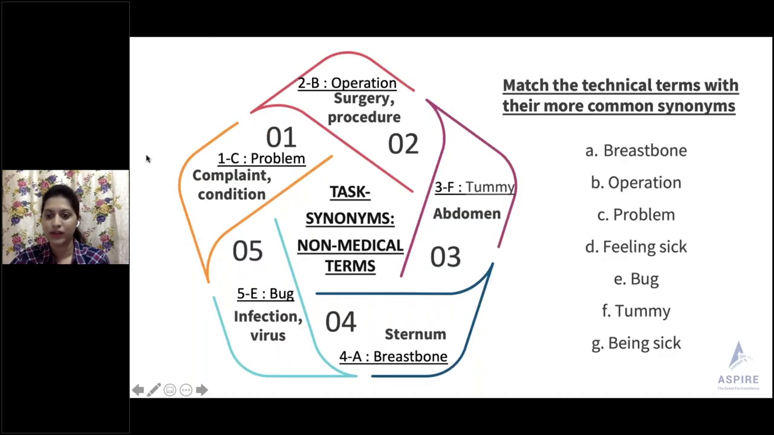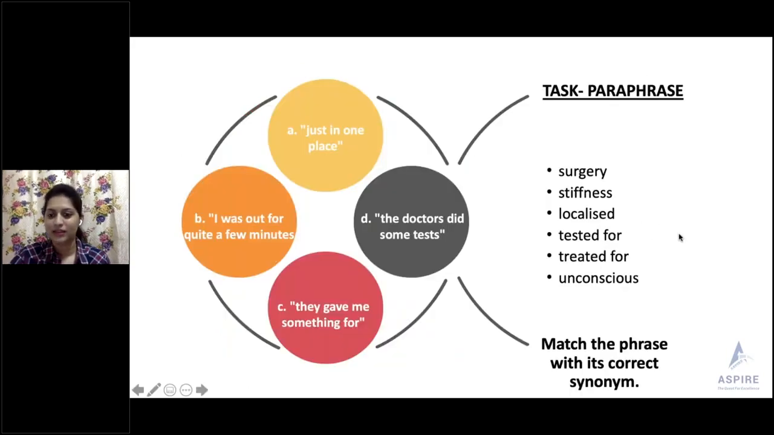All right, we have somebody who has answered it. 1C, 2B, 3F. Laura, all right, you've got all of them right, so that's good. So here's another simple task.